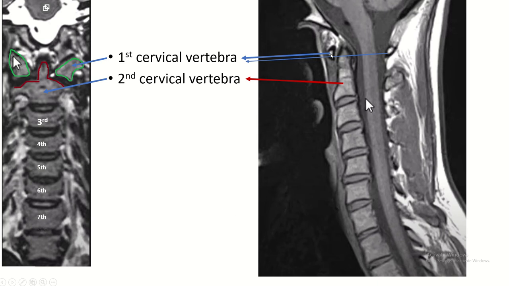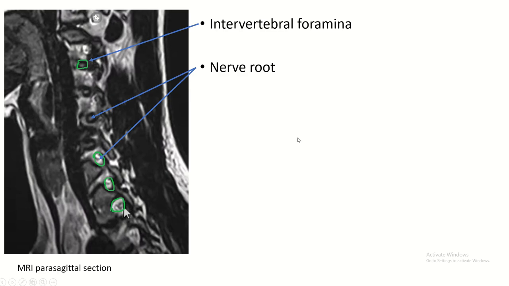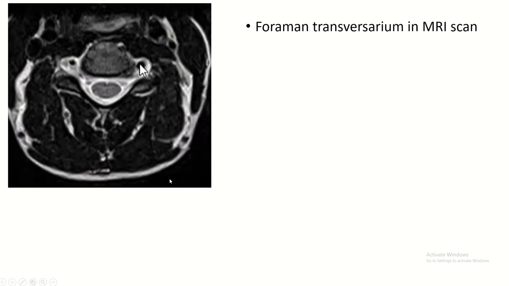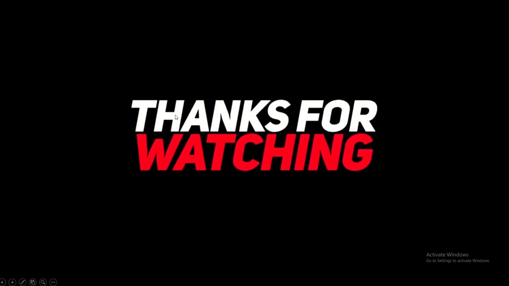This is the first cervical vertebra, the second cervical vertebra, the intervertebral foramen, nerve roots, foramen transversarium in the MRI scan. This is all about this video.